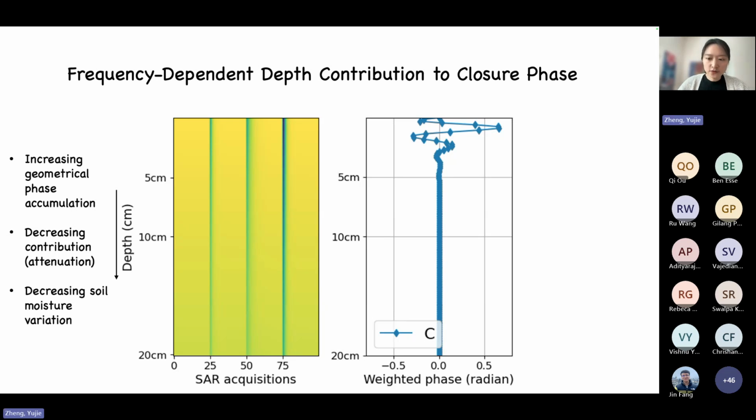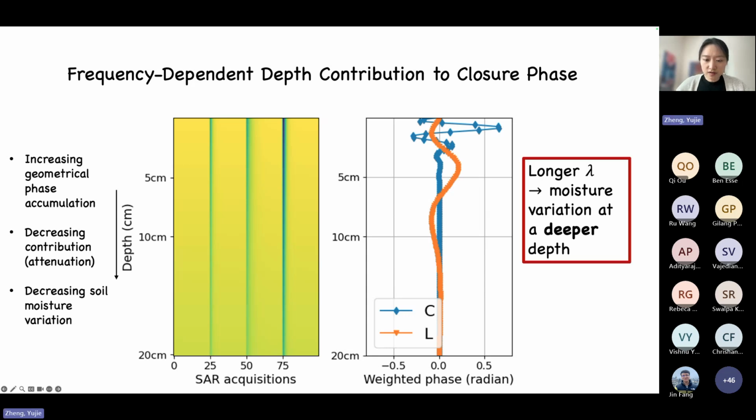But when we repeat the experiment for L band, we see something very different. The depth of maximum sensitivity shifts downwards, and the region that contributes most to L band almost does not overlap with the C band sensitivity region. So in other words, C band and L band are almost not measuring the same portion of the soil column. They're really sampling physically distinct depth ranges. And in this case, since the soil moisture variation decreases with depth, L band is integrating phase contributions from layers where the anomaly amplitude is smaller, while C band is concentrated in the shallow layers where the soil moisture variation is strongest. So as a result, we show that L band can accumulate less closure phase than C band, despite its deeper penetration.